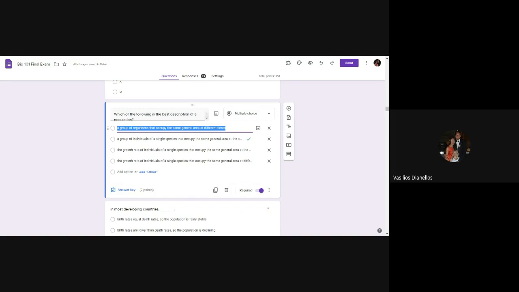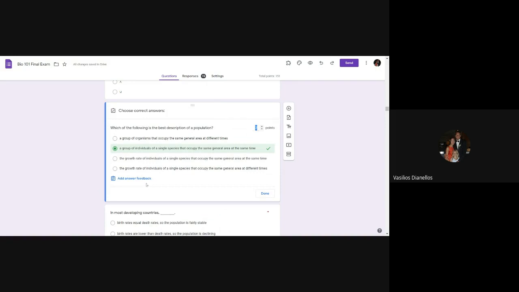Different times? No. If they're there at different times, then it doesn't matter, right? Because they're not exposed to the same conditions. They're not competing for the same resources. Anyway, next, a group of individuals of a single species. Oh, there we go. That occupy the same general area at the same time. Yay, there's the answer.